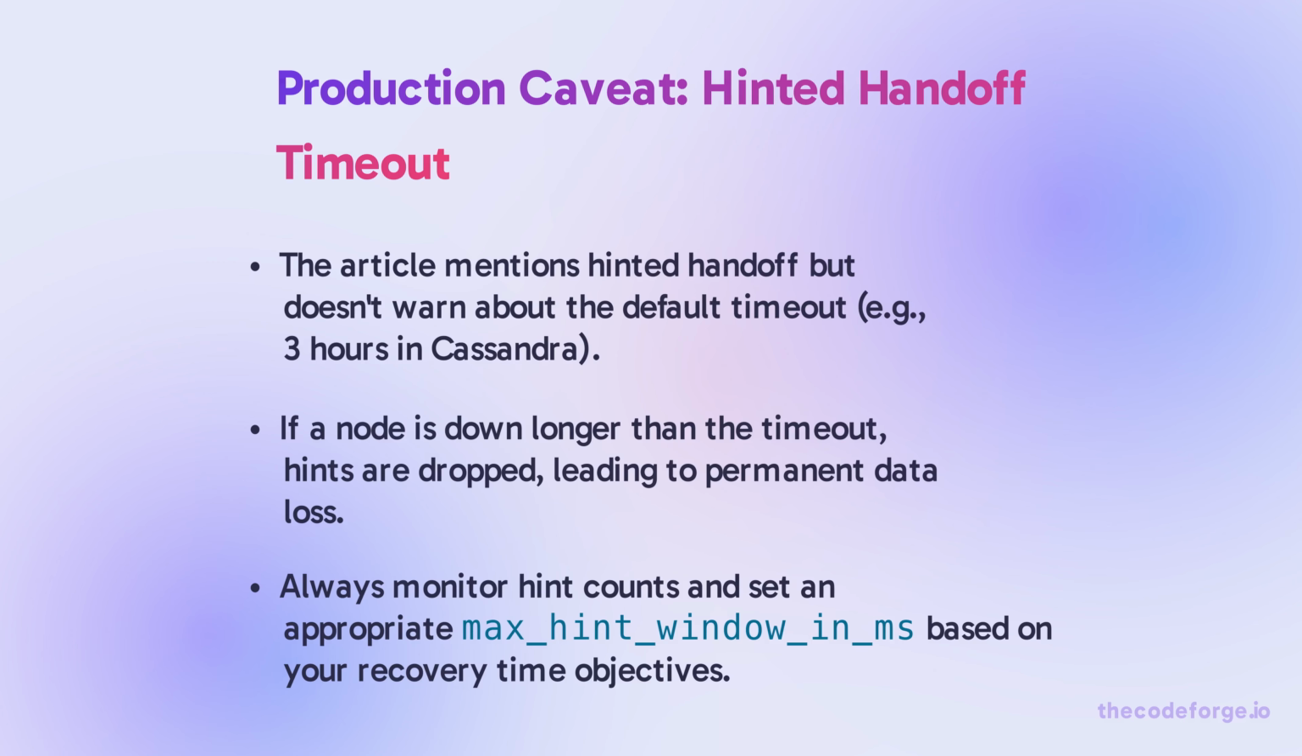The article mentions hinted handoff, but doesn't warn about the default timeout, e.g., 3 hours in Cassandra. If a node is down longer than the timeout, hints are dropped, leading to permanent data loss. Always monitor hint counts and set an appropriate max hint window in milliseconds based on your recovery time objectives.